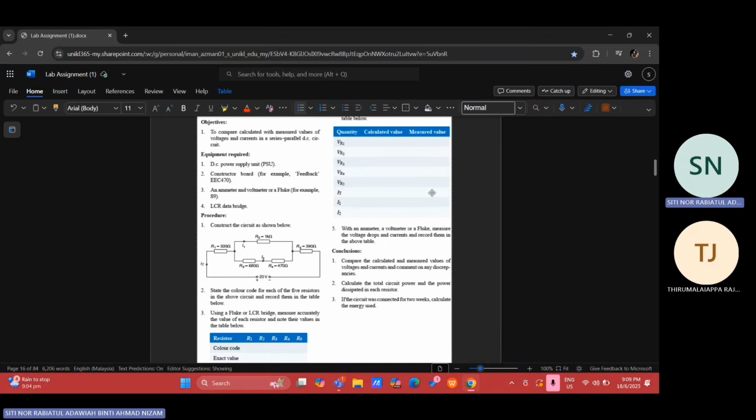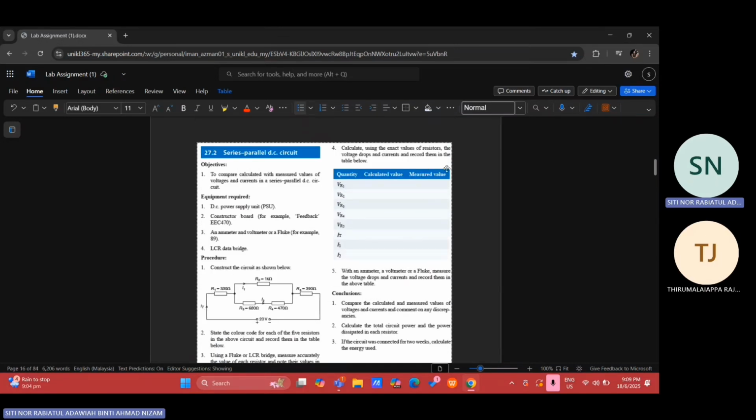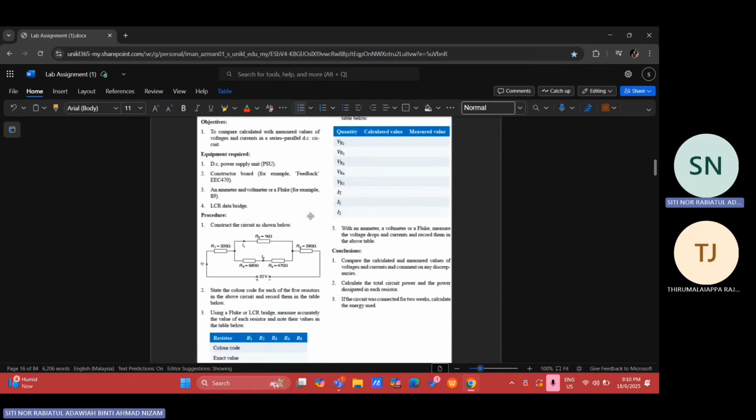Thank you. Okay, next, I'm going to present Lab 2, which is the series parallel DC circuit. The objective of this lab is to compare calculated with measured values of voltages and also current in a series parallel DC circuit. The equipment required for this lab is a DC power supply unit, which is 20 volts, a constructor board, an ammeter, a voltmeter, and also an LCR data bridge.